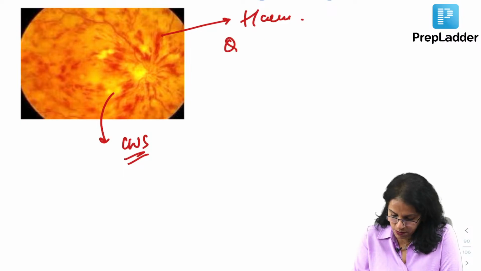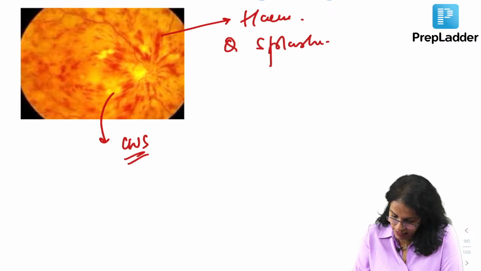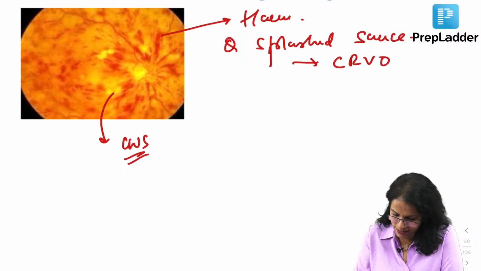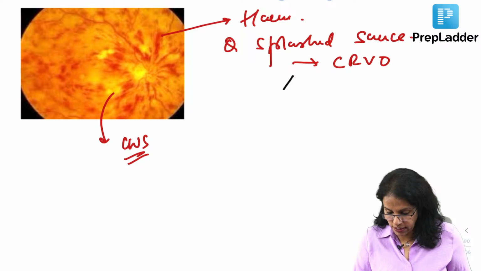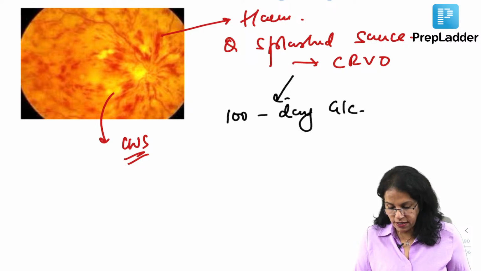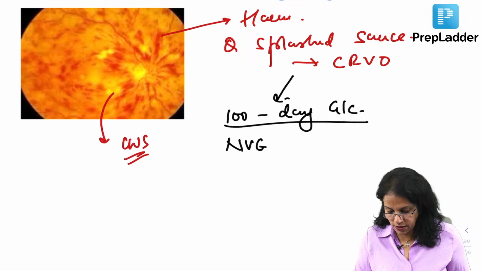This is your splash sauce appearance. Splash sauce appearance is a feature of, we have already studied, central retinal vein occlusion. Now after splash sauce appearance, what is another question on this? I think I have discussed it so many times, 100-day glaucoma. What did we learn? It is nothing but neovascular glaucoma.